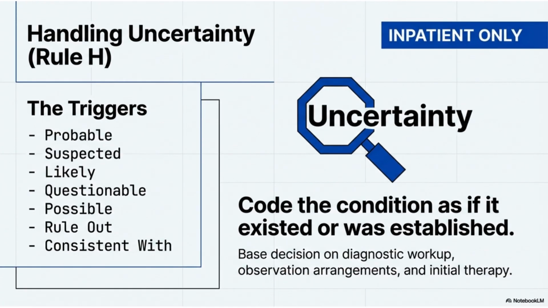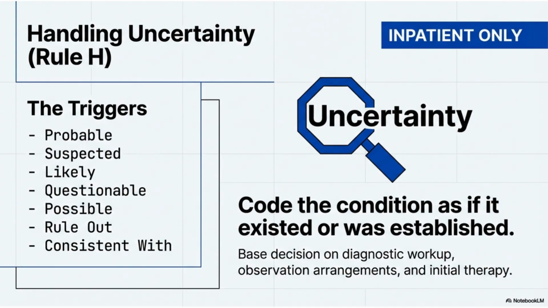For inpatient coding, uncertain diagnoses must be treated as if they are confirmed. When documentation uses terms such as probable, suspected, likely, questionable, possible, rule out, or consistent with, the condition is coded as though it exists. This rule applies only to inpatient encounters and is based on the diagnostic workup, observation, and initial therapy provided. As the guideline states, these terms act as triggers to code the condition as established when selecting the principal diagnosis.